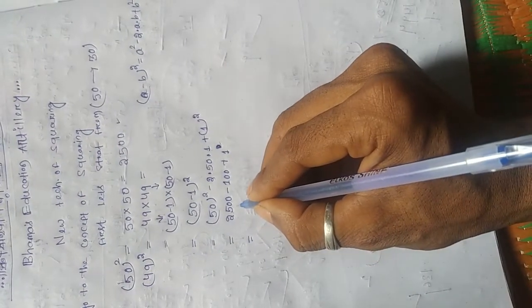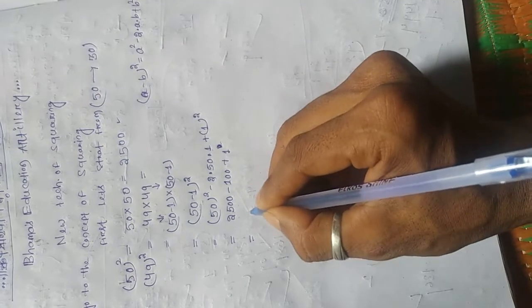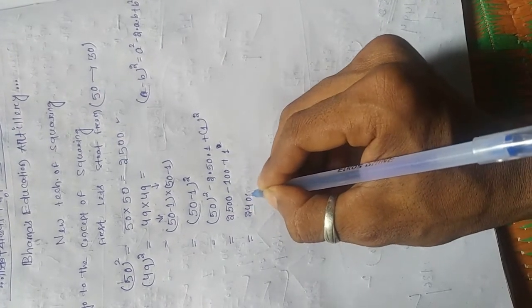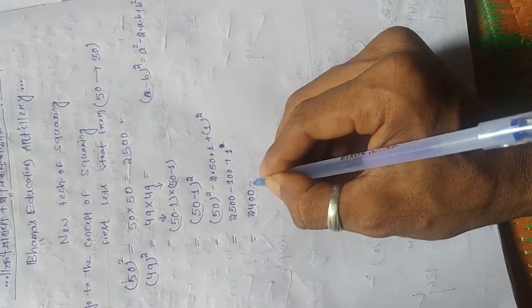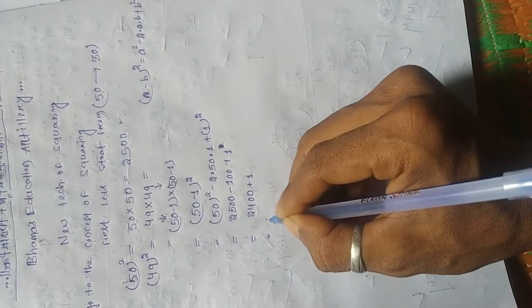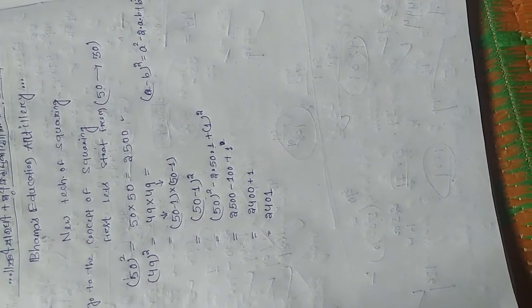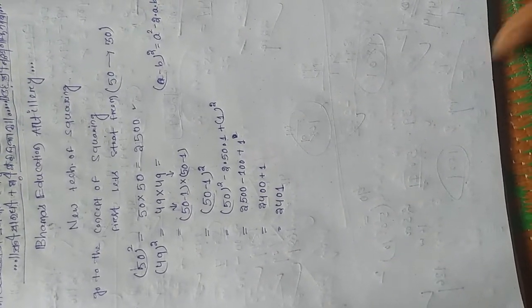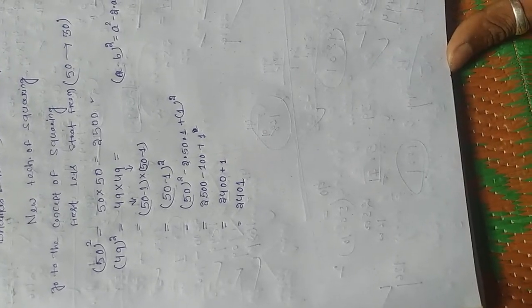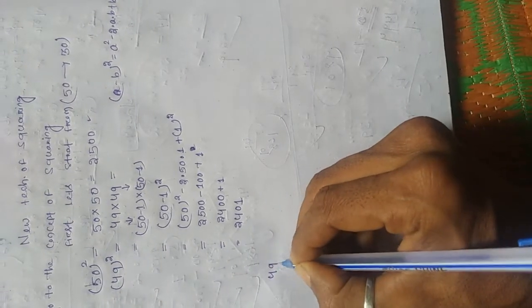2500 minus 100 is 2400, plus 1 is 2401. Let's conclude it with the logic. We have learned the concept and now we will do the logic: how quickly we will be able to do this squaring. Let's begin that also. 49 square once again.